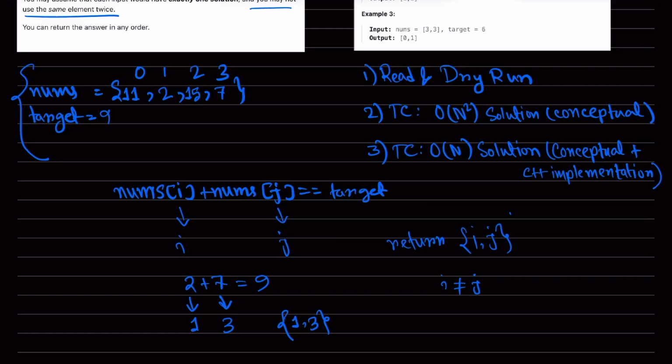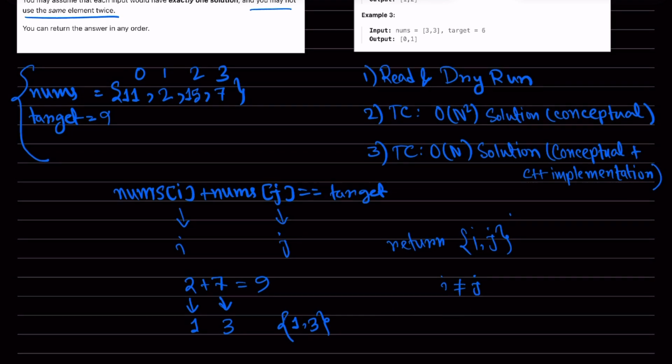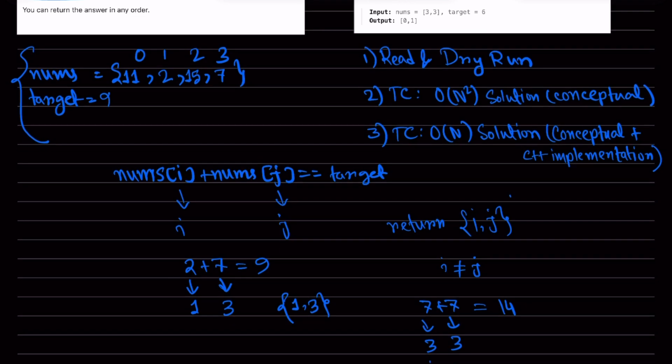Now I'll explain what they meant by you may not use the same element twice, that is, i cannot be equal to j. Let's say my target is 14 for the same example nums. If I look at this, 7 plus 7, I have the same index, which is 3. Here my i and j are equal to each other, and this is prohibited and not valid for this particular problem. So I hope you guys understood the dry run of the problem.